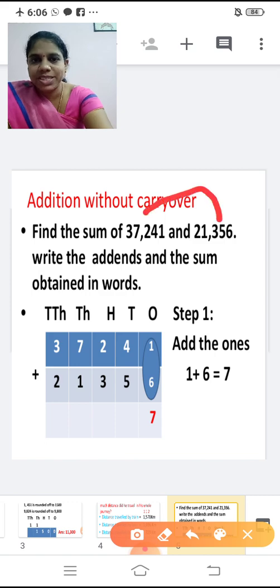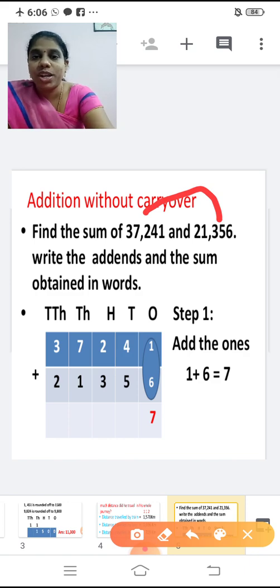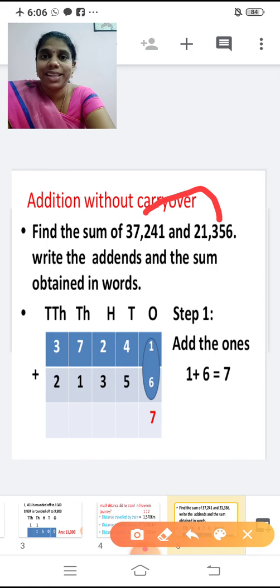These two numbers are called addends. The numbers that we are going to add are called addends. Write the addends. And what do you mean by sum? The answer we get, that is called sum. So if we add these two numbers, the total is called sum. And that you're going to write in words. Words means number name. Shall we write? First we'll see the addition of this. So first write the number in their exact places.